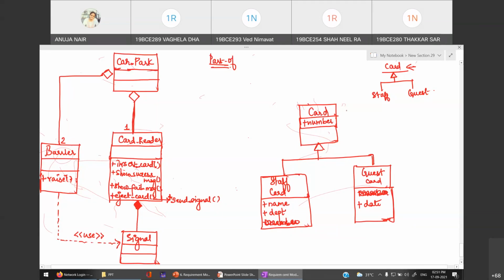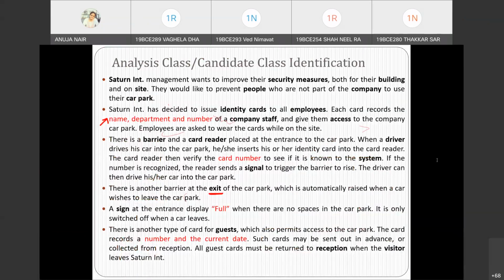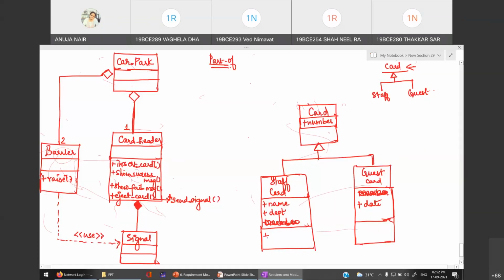Is it fine? Then in staff card, is there any method? Please let me know, in staff card, is there any method? Was there something related to the last access? Yes, setting the access to the card. So I'll put a message, set last access. And in guest card there was nothing like that. You need to just return it, so it's fine.